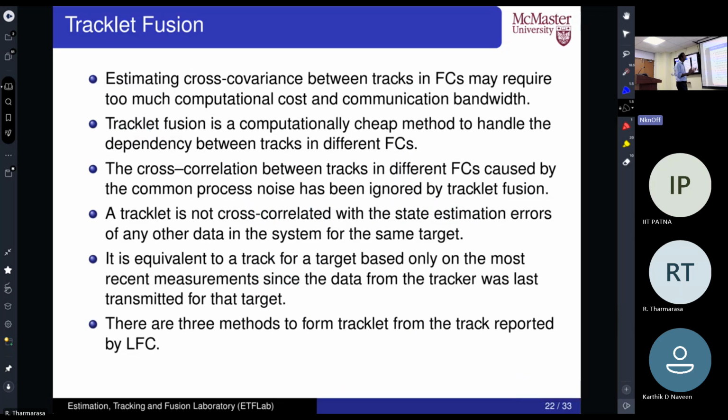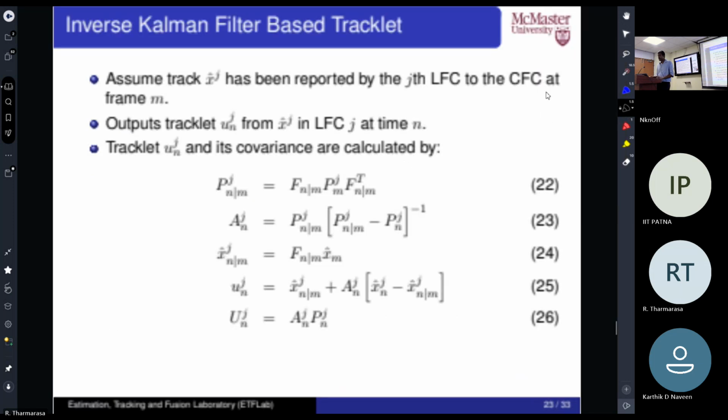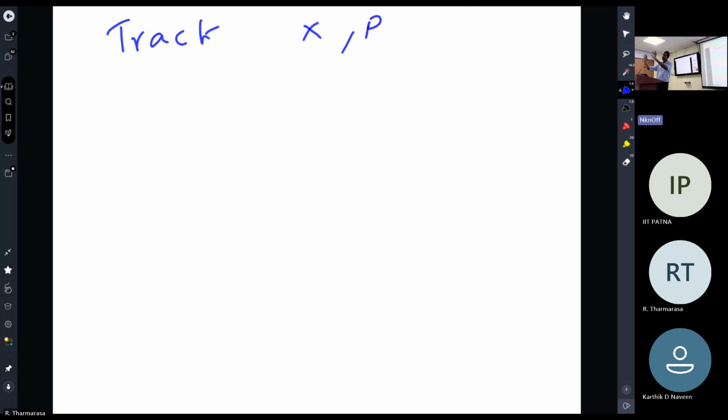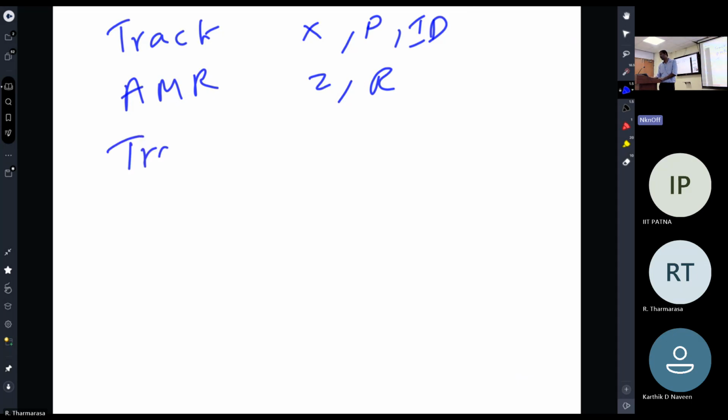Okay, now this is a concept that I'm going to introduce: track length. Even if you don't understand the whole thing, at least you should know the meaning of track length. You know track, right? Everybody knows track. Track means what? X and P. That's what we communicate. If you want, we communicate the ID as well and send it to the other side. Then we talk about AMR, associated measurement report, and send that too. Correct. Now we are going to talk about track length.